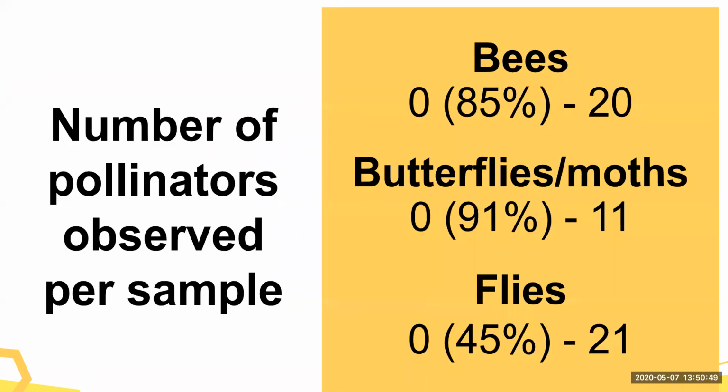The number of pollinators observed per sample, again, the data is presented in the same way as the monarch larvae and eggs. A lot of zeros for the bees and butterflies, less so for the flies, but we observed up to 20 bees per sample visiting one plant type, 11 butterflies and or moths, and 21 flies. Very cool.